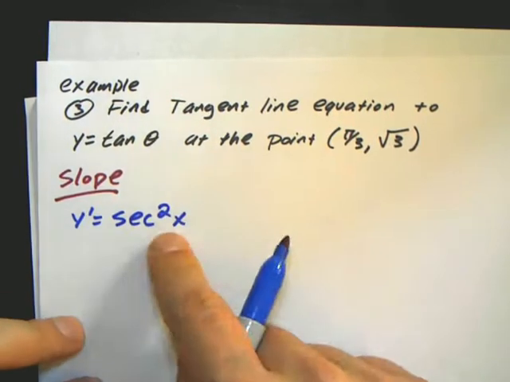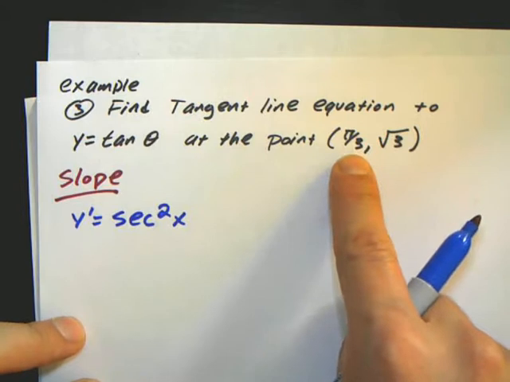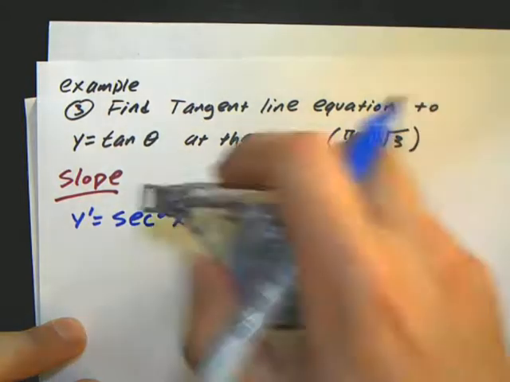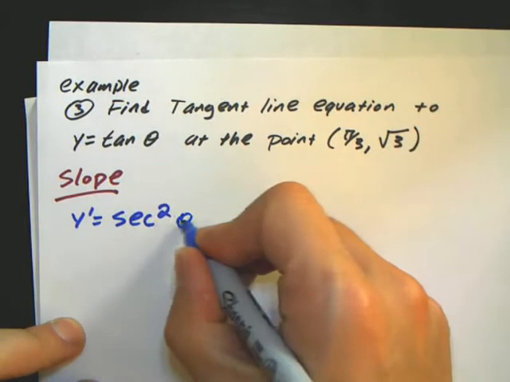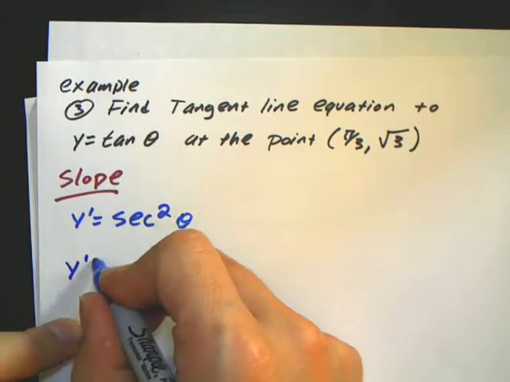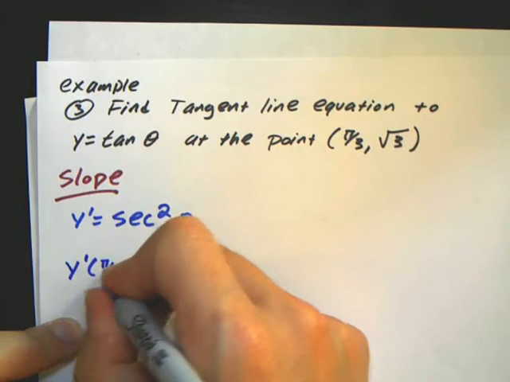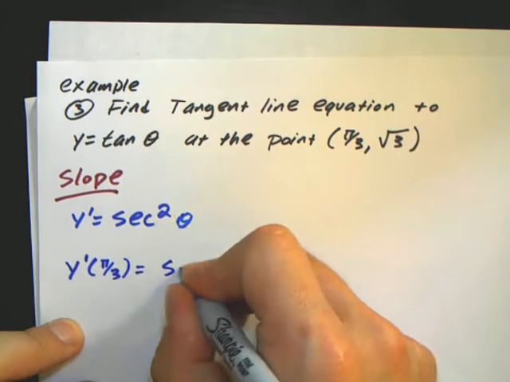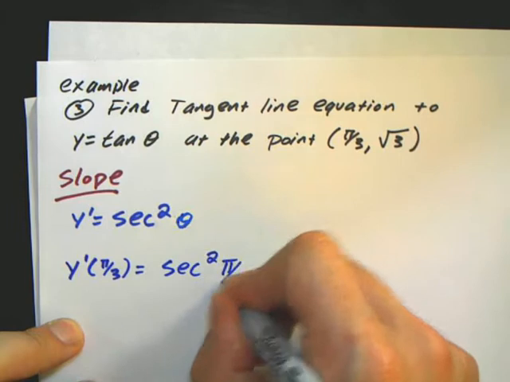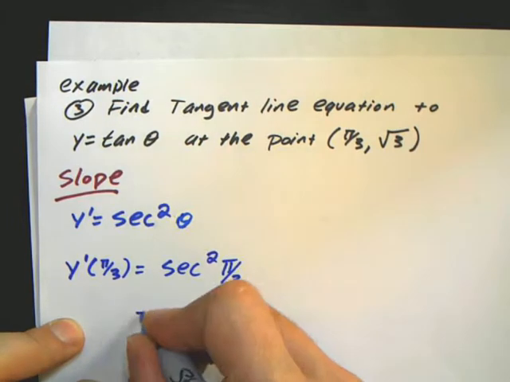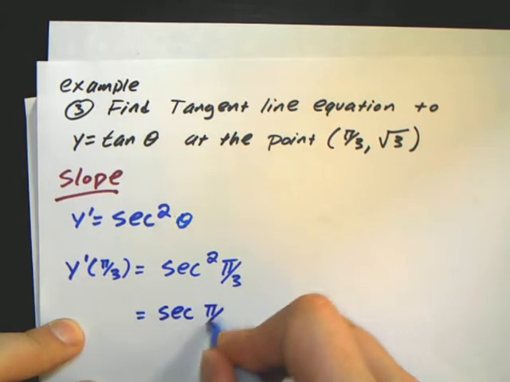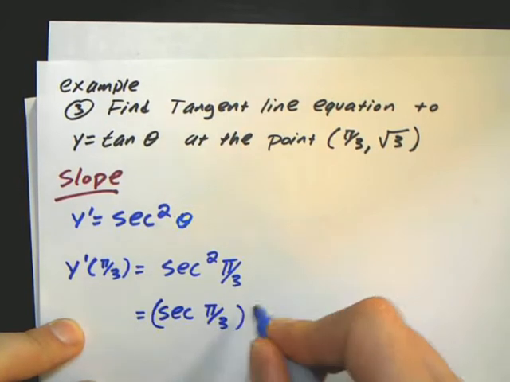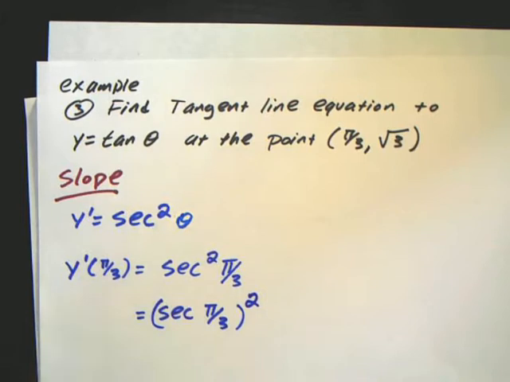Now that I have my derivative, to find the slope, I have to evaluate it at the point. I just noticed that instead of x, I should have used theta, so secant theta. So evaluating at pi over 3 is going to be secant squared of pi over 3. Anytime you have a trig function that's squared like this, I have to evaluate it first and then square it. So I have to figure out what secant is at pi over 3.